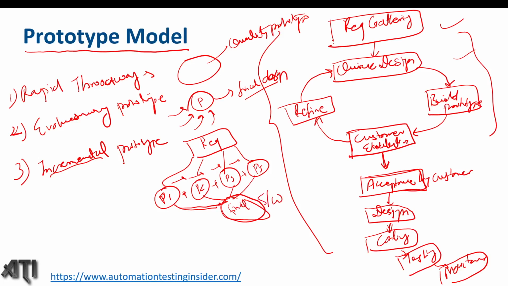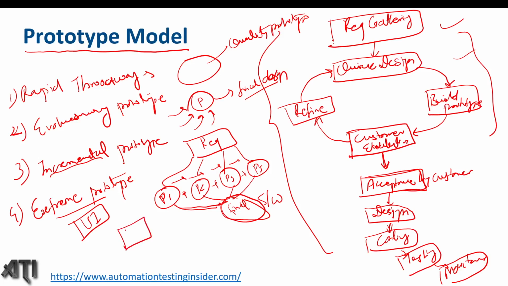So this is about the incremental prototype, and the last one is the extreme prototype. What happens in extreme prototype is this is basically used for UI development, which has a lot of interactions in the UI. So firstly, we create static pages. We create the prototype for static pages, and then for functionality we'll create another prototype. So incrementally again we do it this way, and we build the final product.